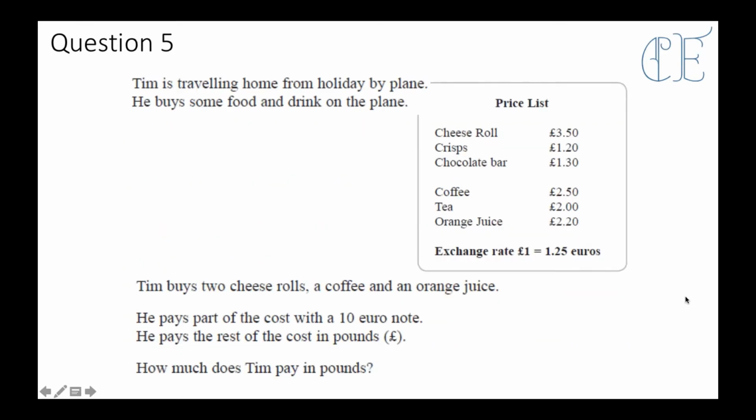Right, so now then, question 5. Again, pause the video first if you want to have a go before I rattle on. Right, Tim is travelling home from holiday by plane. He buys some food and drink on the plane. Okay, Tim buys 2 cheese rolls, a coffee, and an orange juice.